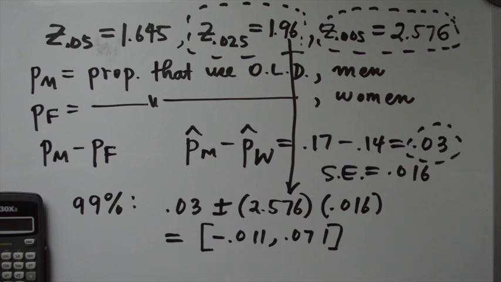Now, there's one last thing I want to talk about, and that's margin of error. So let's go back to the slides. Okay, so one last thing we want to touch on before we close section 5.2 is a little bit of discussion on margin of error in our confidence intervals.